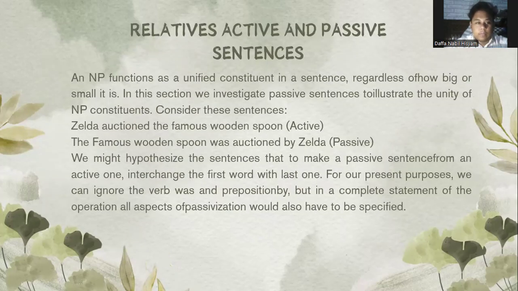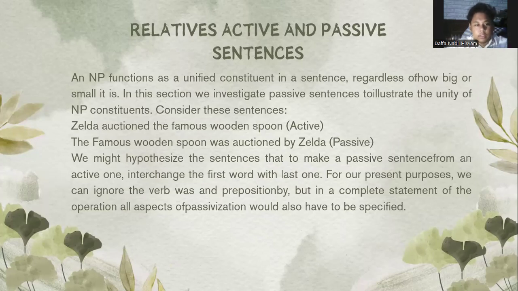And next, an NP functions as a unified constituent in a sentence, regardless of how big or small it is. In this section, we investigate passive sentences to illustrate the unity of NP constituents. Consider this sentence: Zelda auctioned the famous wooden spoon is an active sentence. And the famous wooden spoon was auctioned by Zelda is a passive sentence.